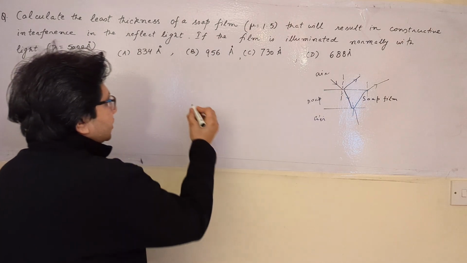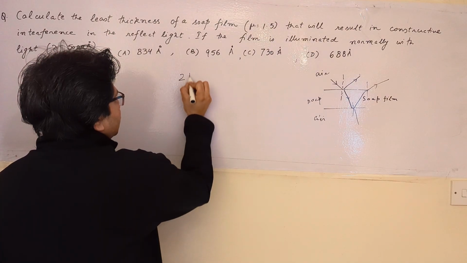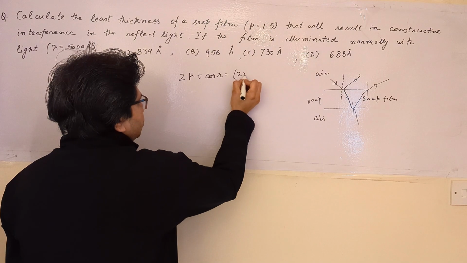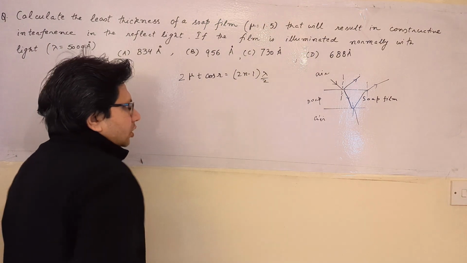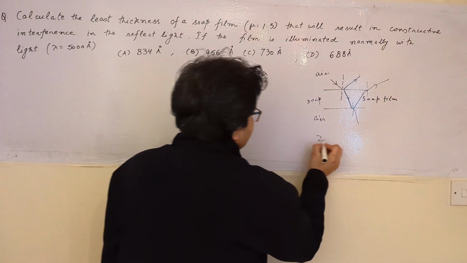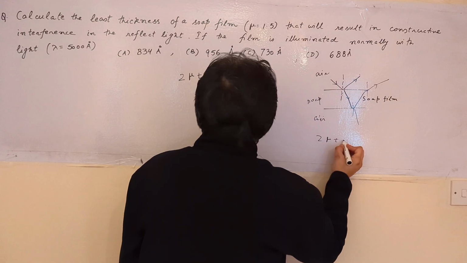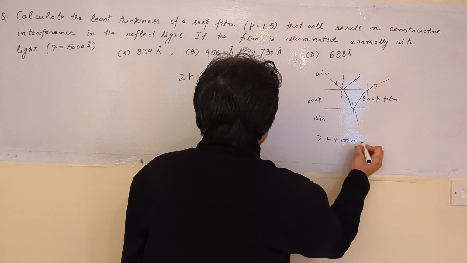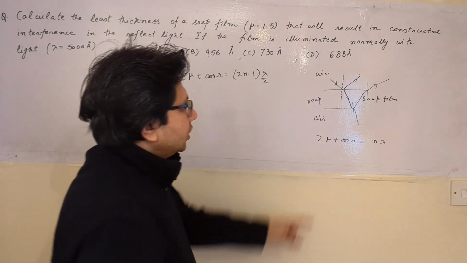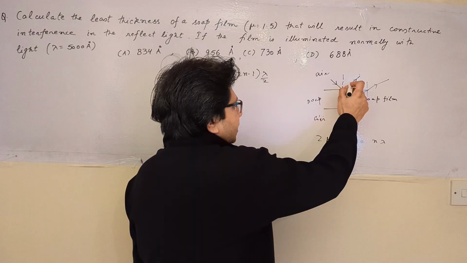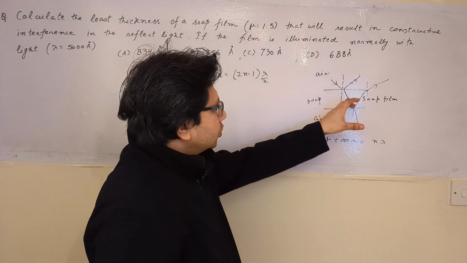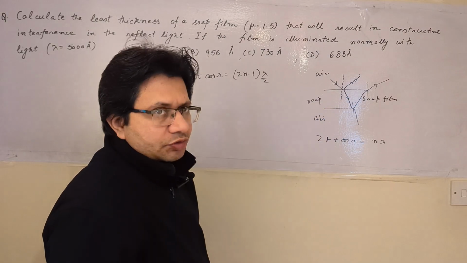So for the constructive interference, we have to remember this formula: 2 mu t cos r equals (2n minus 1) lambda by 2. And for the destructive interference, 2 mu t cos r equals n lambda. It is important to note that the reflected beam is 180 degrees out of phase with the incident beam. These two are the formulas which we have to remember.